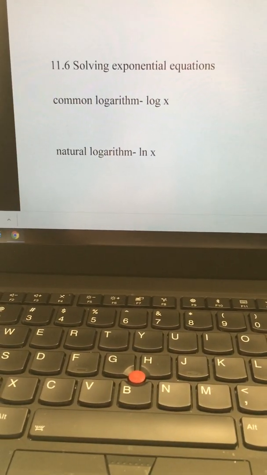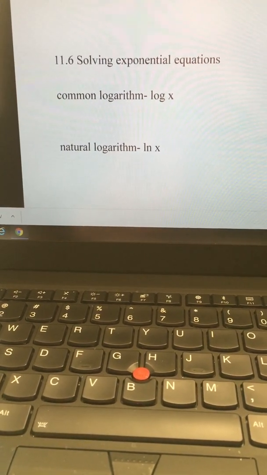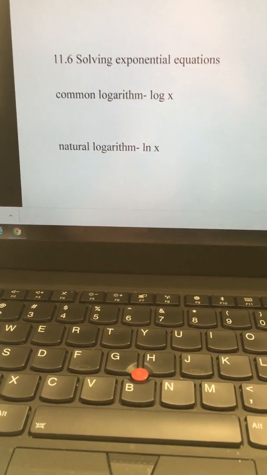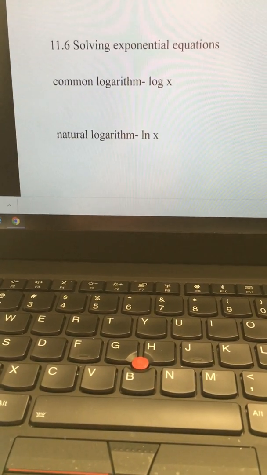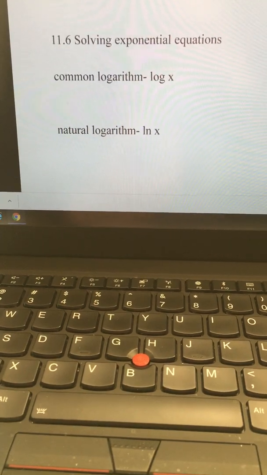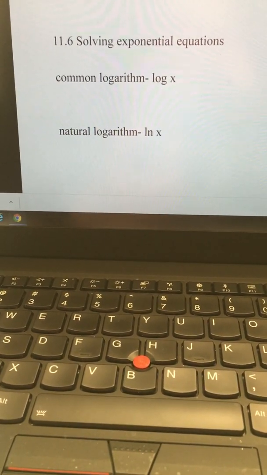We solved exponential equations in 11-2, and in a lot of our problems, I think all of them, we were able to write both sides with the same base. And if we were able to write both the left and the right side with the same base, we were able to use that power rule, which said same base, go ahead and set the exponents equal.